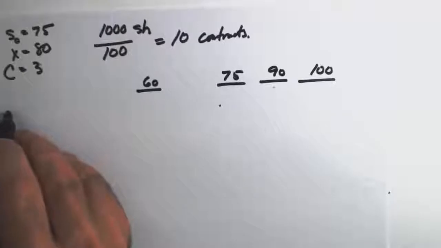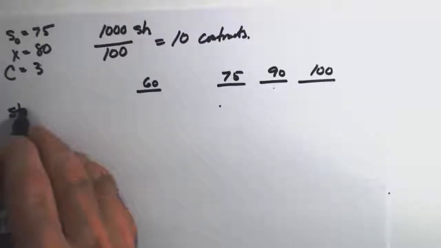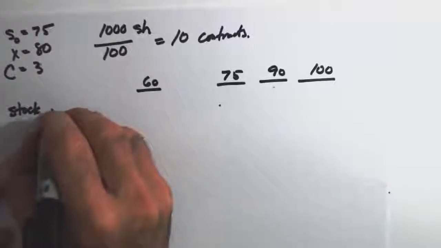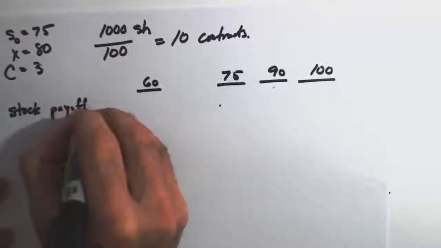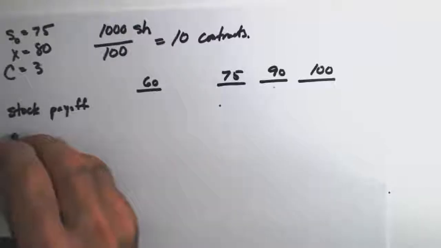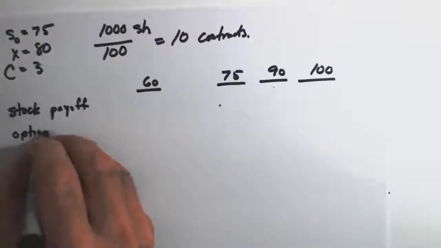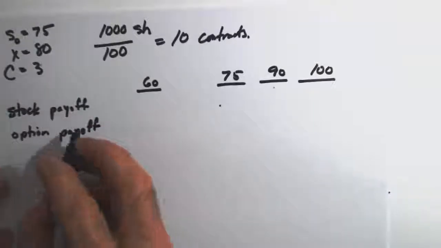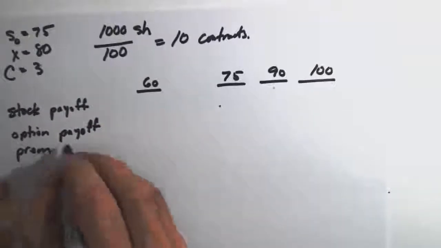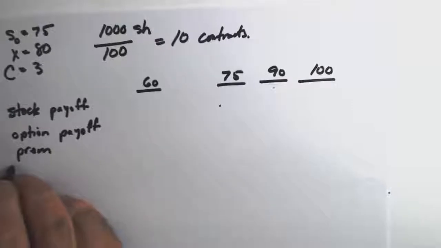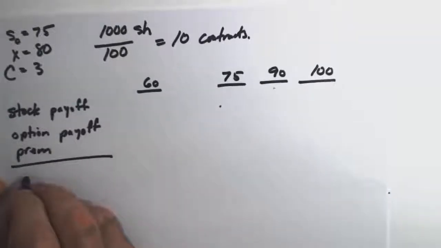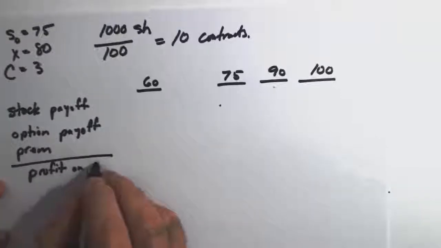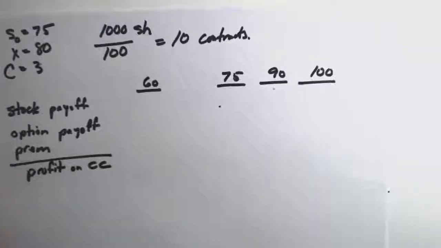And so let's look at the stock payoff, and we want to look at the option payoff, and we want to look at the premium collected. And then we're going to add all that up, and we're going to come up with the profit on the CC, covered call.